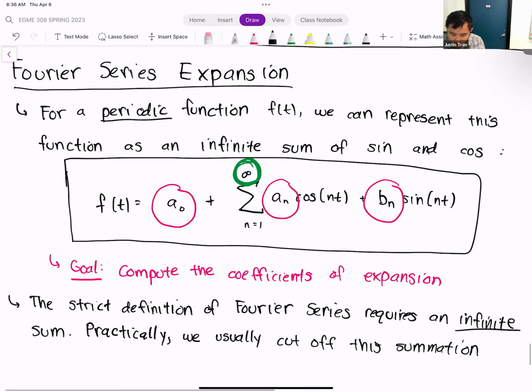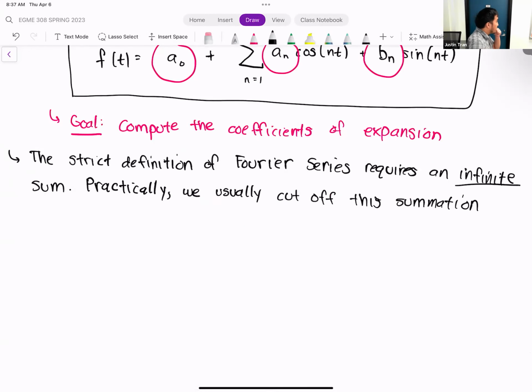And so practically speaking, when you do a practical Fourier series, you cut this off at a certain point. And so you don't actually add an infinite number of terms, you add a finite number of terms. Okay. And so now our expression looks like this. Okay. So we have f of t.